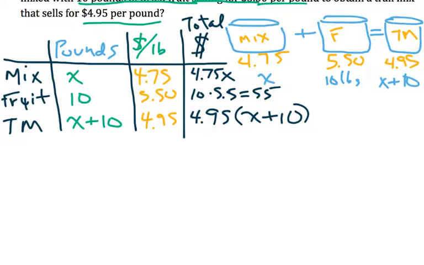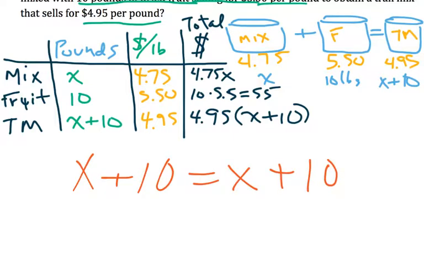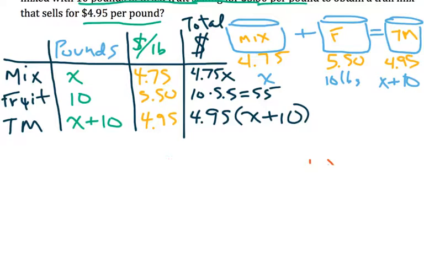Okay, so let's look at some of the equations we came up with. Well, this is an equation, but it doesn't do me any good to say that x plus 10 is equal to x plus 10. That gives me infinite solutions. And this isn't really a path to follow because that's just a different cost per pound.